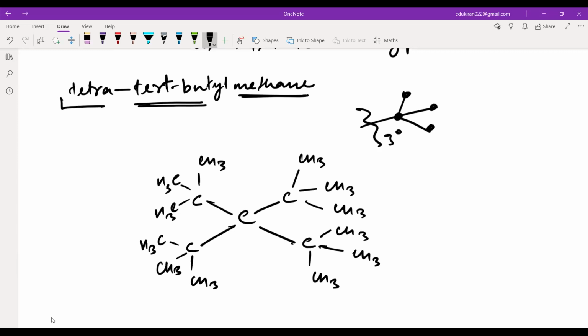Now try to find the parent chain, terminal to terminal. Let me know if you are done with the parent chain, if you can identify it.